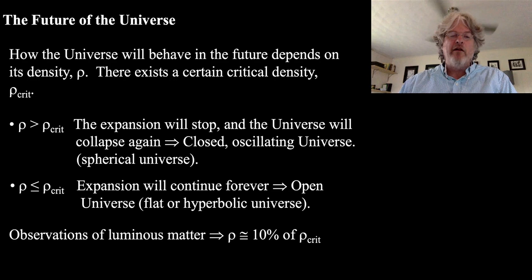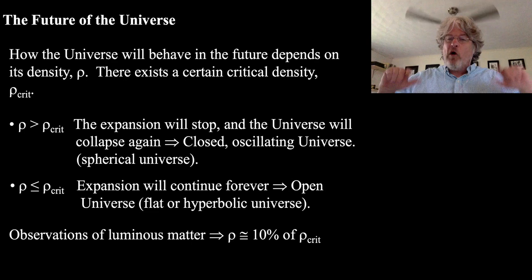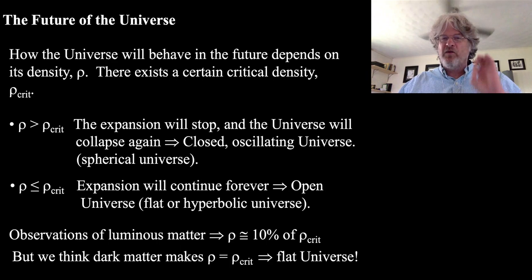If you go out and look around, what you see in terms of mass that we can detect, luminous mass, stars, galaxies, planets, stuff like that, then we're about 10% the critical density. But don't forget, there's also that dark matter out there. And as near as we can tell, the amount of dark matter out there is just the right amount of matter to make the universe flat.